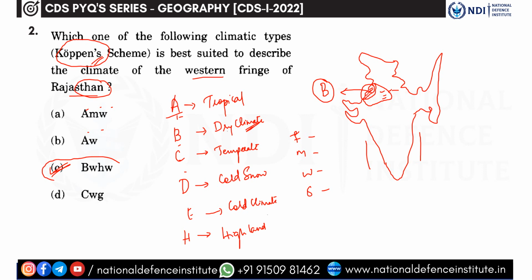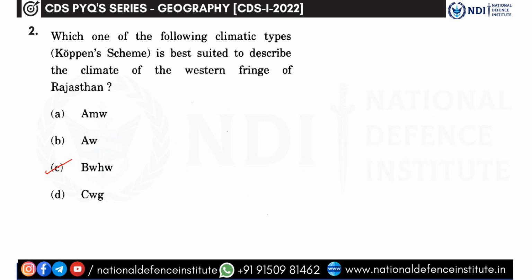W is winter dry. Actually this has to be an uppercase W, the W used for desert climate, and the lowercase w is for winter dry. So you will have a winter and little rainfall during the summer. So the answer for this is option C, that is BWhw.